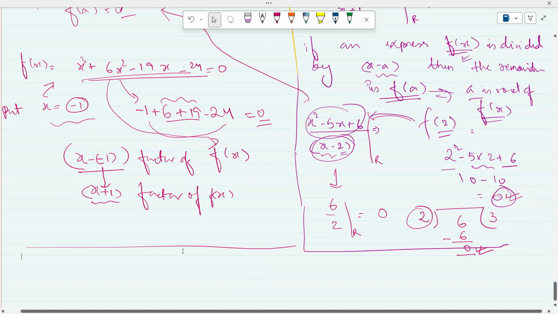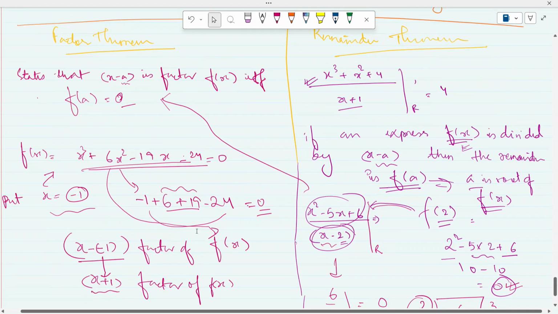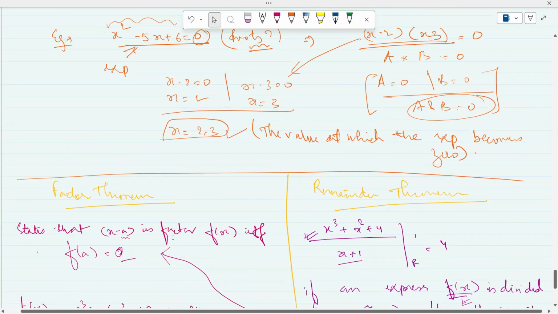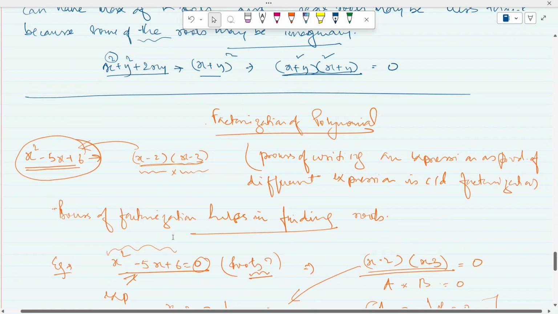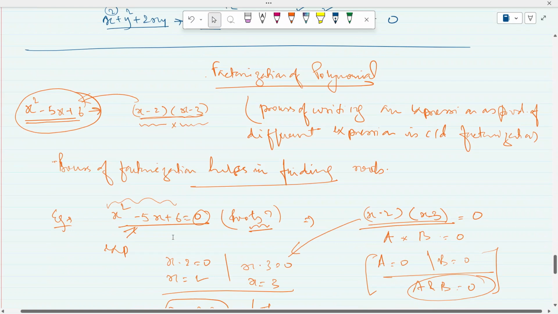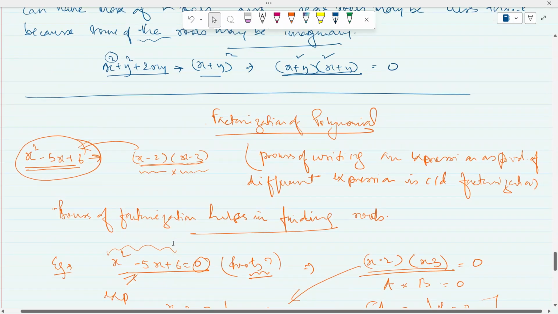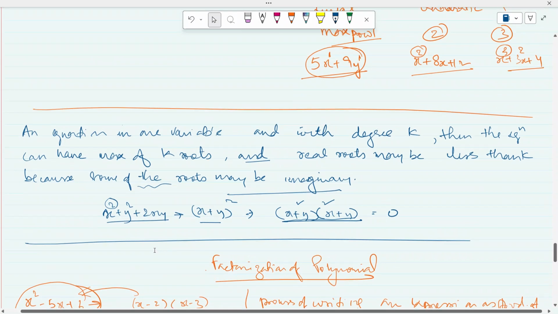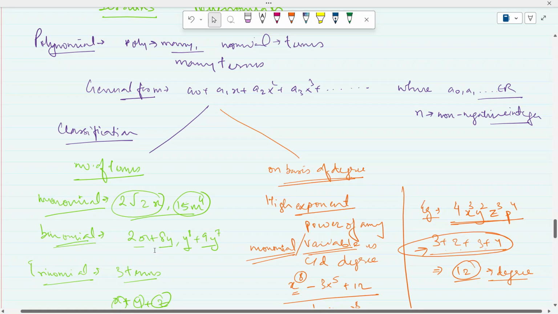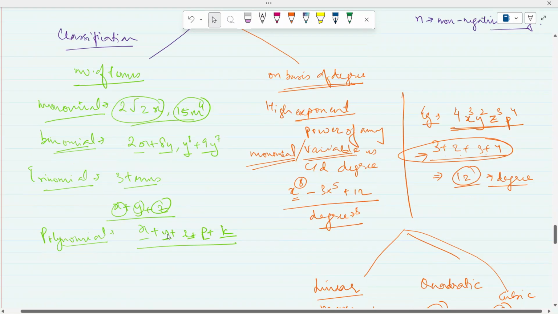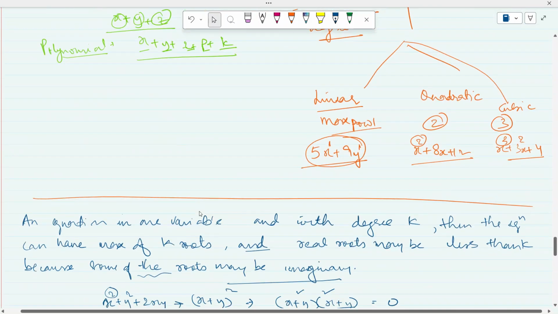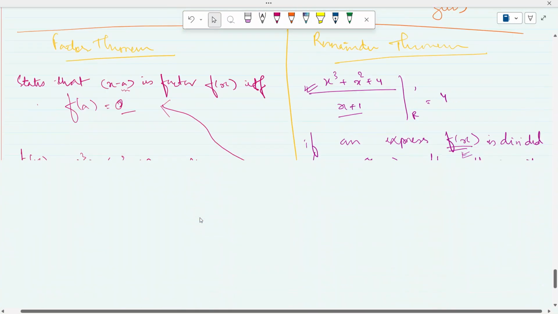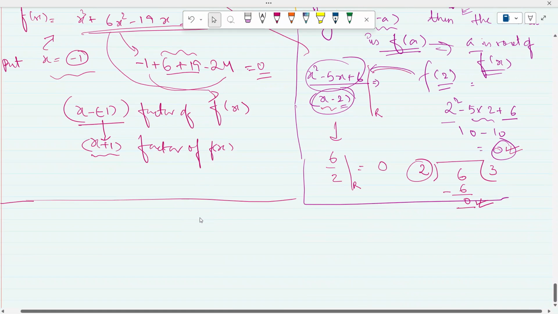Also, I'm going to stop this video here only. So this basically concludes our discussion. We saw in this video the factor theorem, the remainder theorem, and how to factorize a polynomial, which helps in finding roots. We saw that polynomials can be classified on the basis of number of terms and degrees. What is a polynomial? What is a monomial, binomial, trinomial? Okay. So we will meet again in the next video with some new concept related to algebra only.